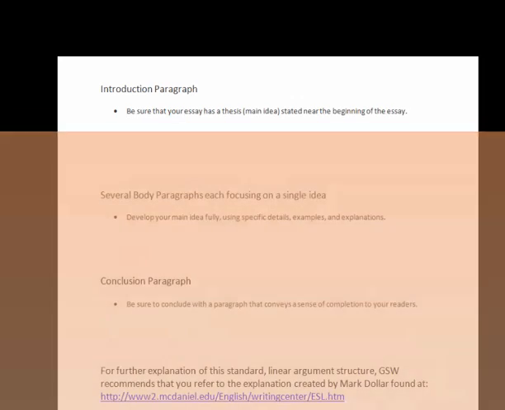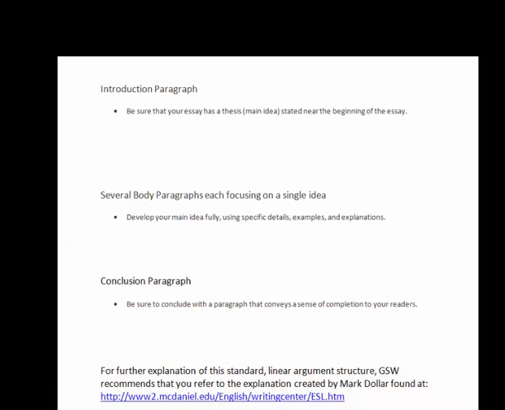beginning of the essay. Additionally, your essay should have several body paragraphs which each focus on a single idea which helps support your thesis. Be sure to develop each main idea fully using specific details, examples, and explanations. Finally, your placement essay should contain a conclusion paragraph. Be sure to end the essay with a paragraph that conveys a sense of completion to your readers.